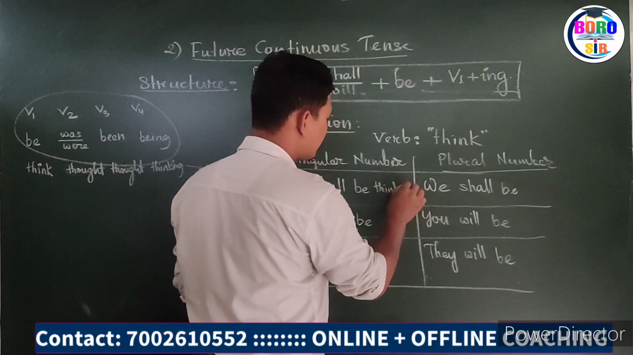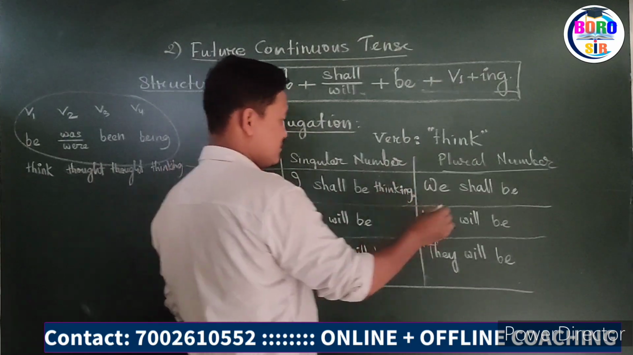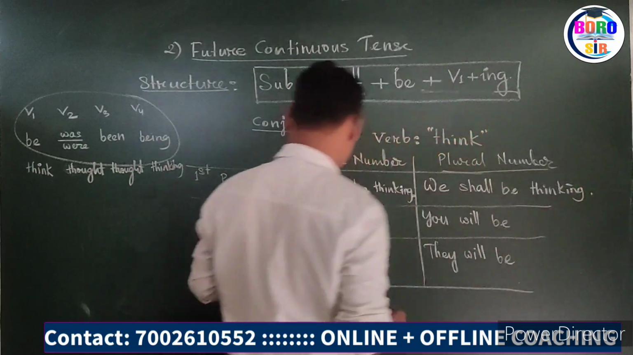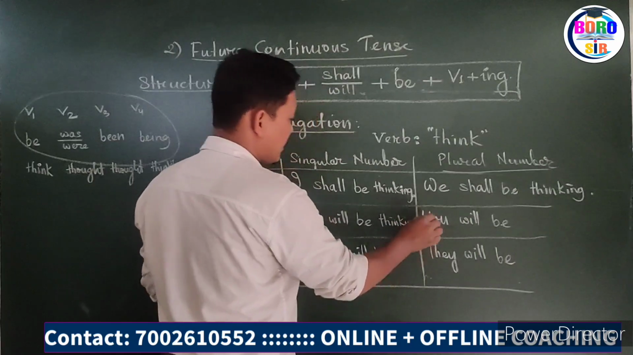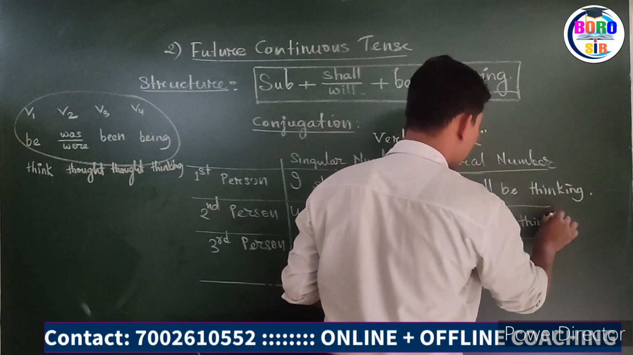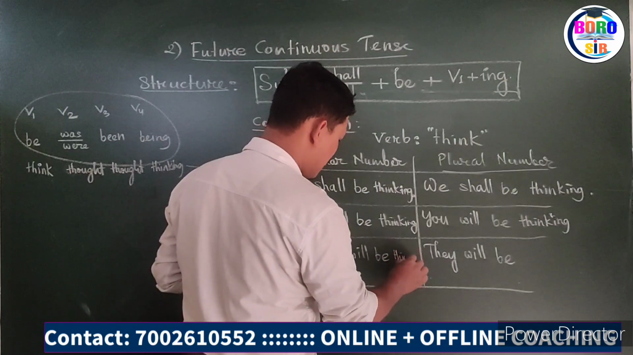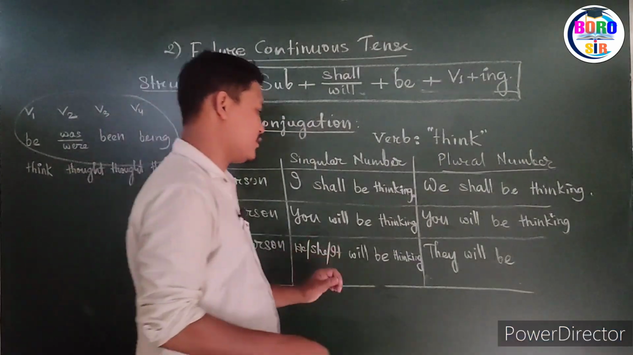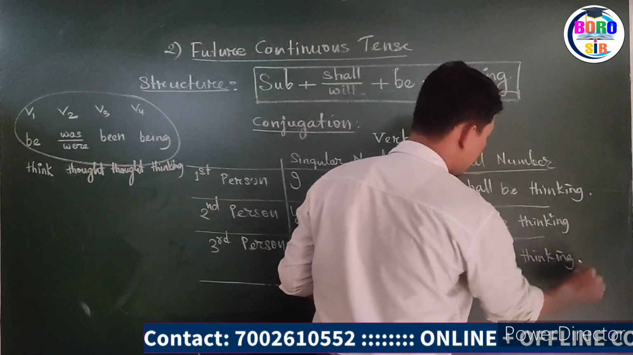So write it. It will be I shall be thinking. We shall be thinking. And here you will be thinking. And you will be thinking. And in the third, it will be he, she, it will be thinking. They will be thinking.